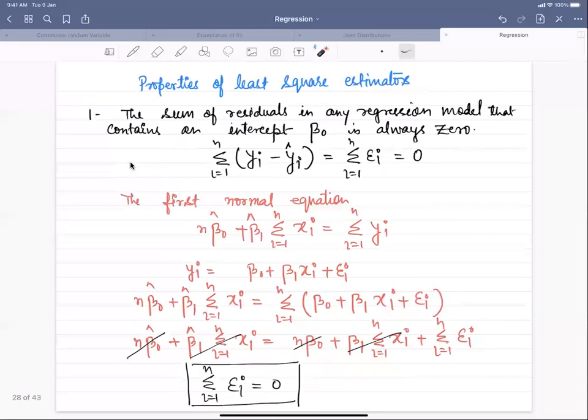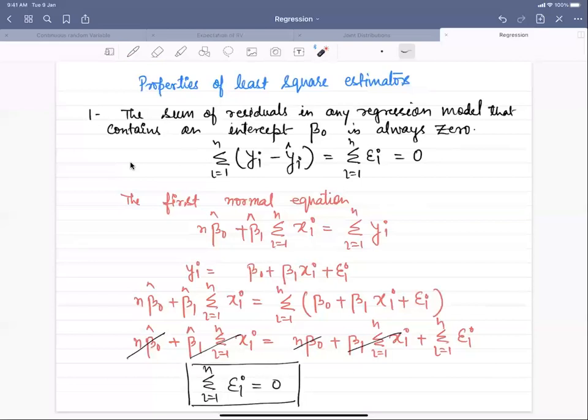So there are some interesting properties which we have already discussed. For example, we discussed the distribution of beta naught cap and beta 1 cap, that they are random variables with mean beta naught and beta 1. If we are talking about beta naught cap, then its expectation is beta naught. And if we are talking about beta 1 cap, then its expectation is beta 1. That's why they were called unbiased estimators of beta naught and beta 1.